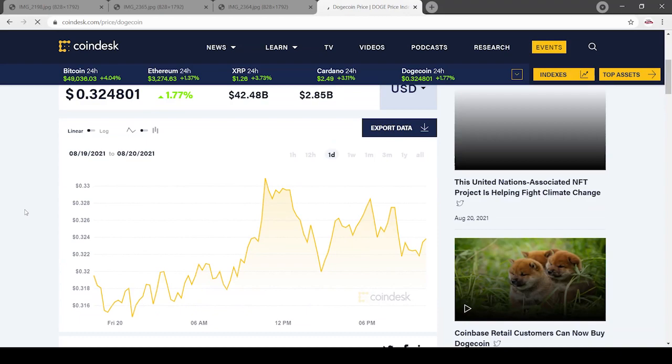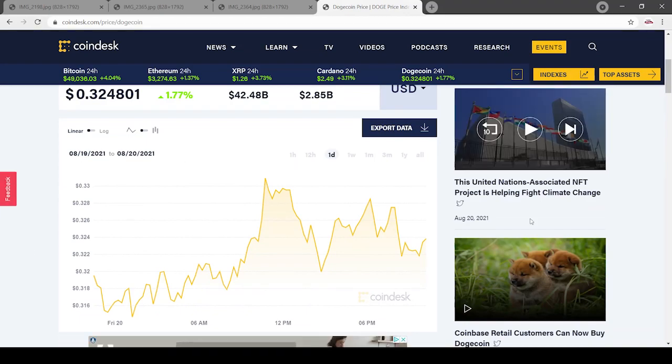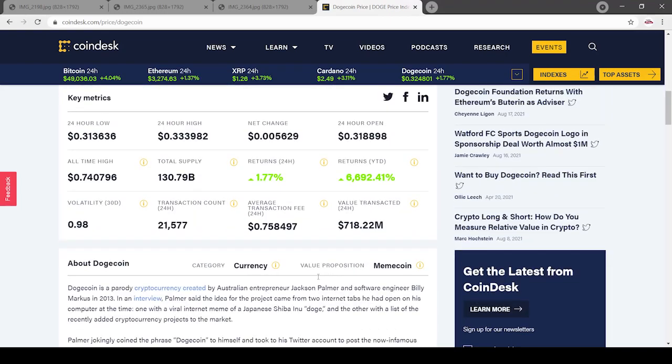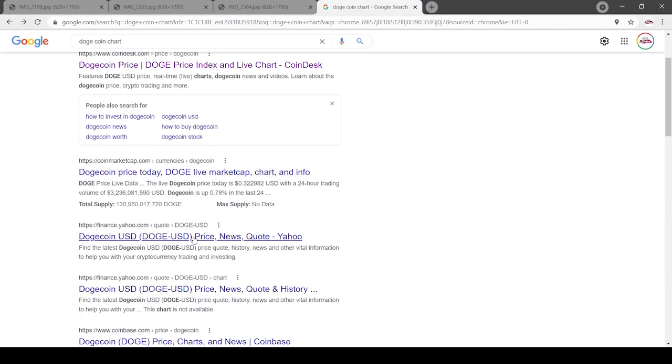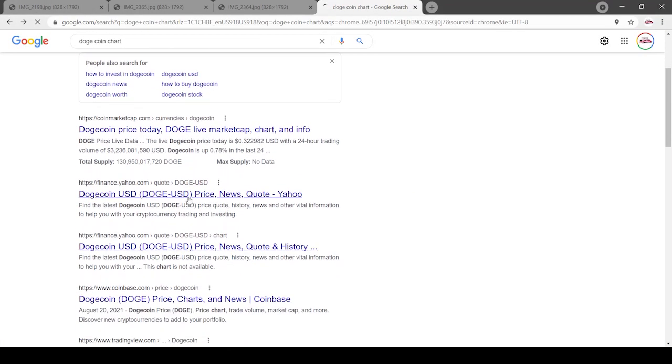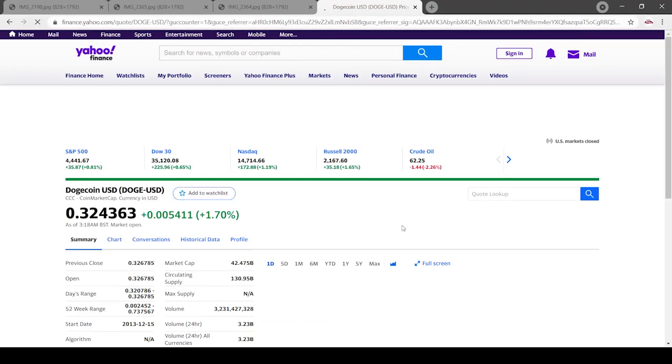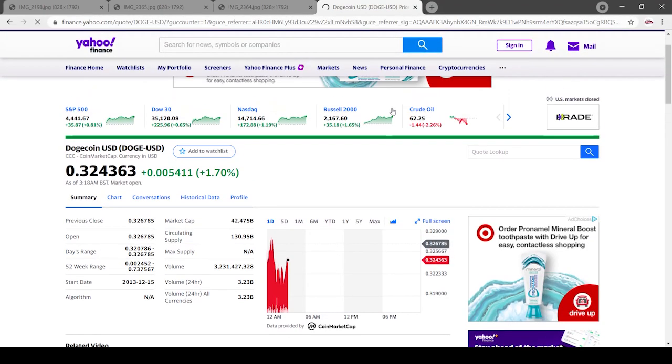Well, I don't trade this anymore. I told you I haven't traded crypto. The last time I traded cryptocurrency was in 2017. Okay, what the hell is this? It's a line chart. Oh, look, Yahoo Finance. Beautiful.